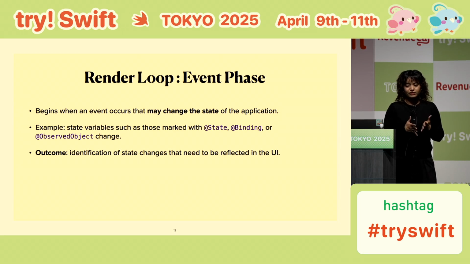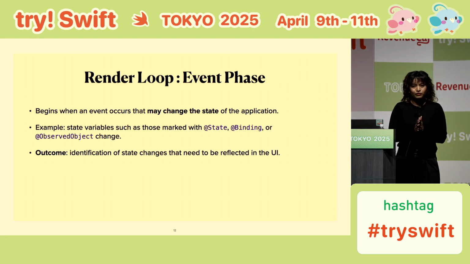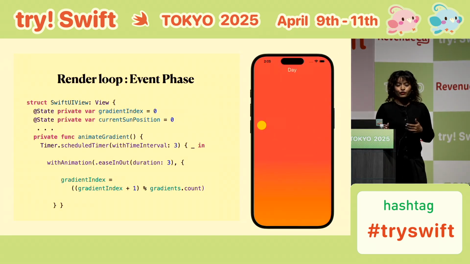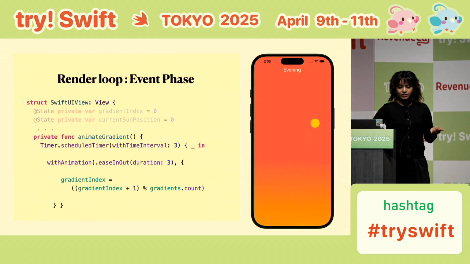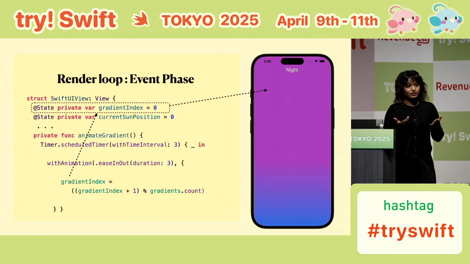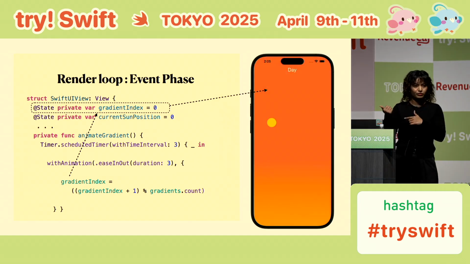And the outcome of this phase is only the identification of those changes. So we haven't done anything yet. We are just trying to understand whether something has changed, and if it has, what that is, right? From the context of the example that we saw, as I said, the gradient here animates. So this is the method that was doing that. It's starting a timer, and that timer is going to change a variable called gradientIndex. And of course, this is a state variable, and that is related to the background that we just saw.